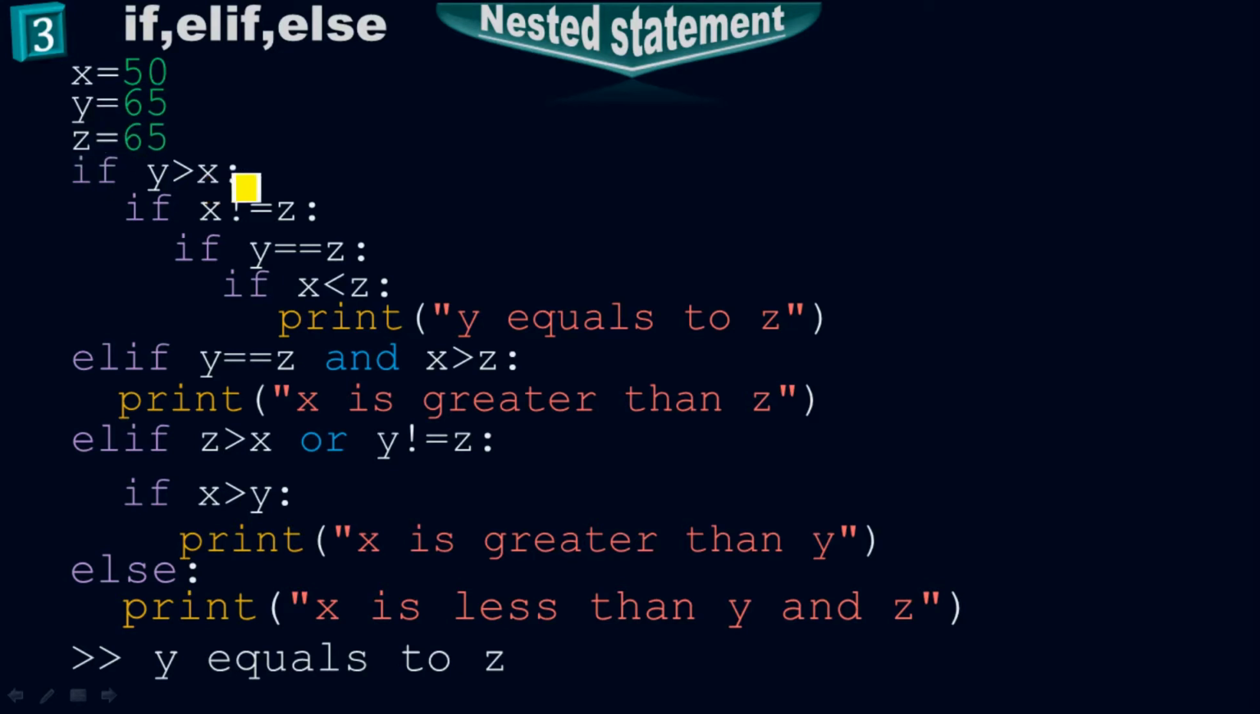If y is greater than x is my first condition, it is my first statement. This is the second statement, which is inside the first statement. Similarly, the third is also a statement inside a statement, and the fourth is also inside another statement. Look at here, my first statement is if y is greater than x. This is the outermost statement, the outermost condition.